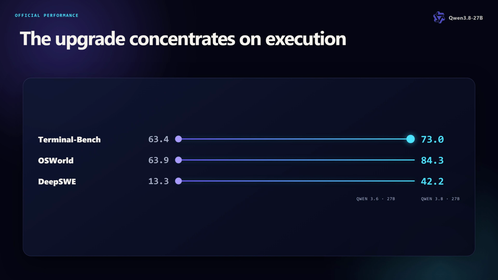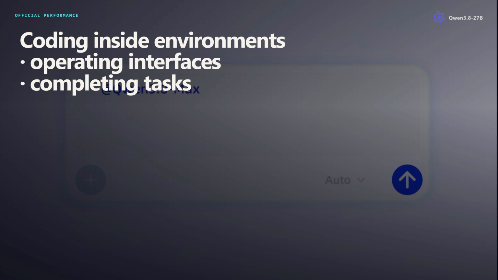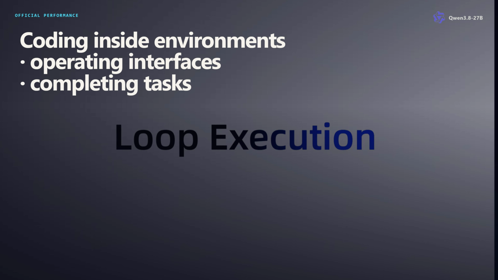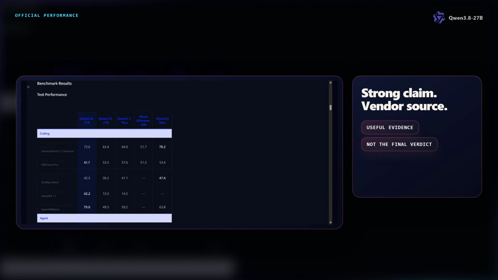The improvement over Qwen 3.6 is concentrated in execution. Terminal Bench rises from 63.4 to 73.0. OSWorld moves from 63.9 to 84.3. Deep SWE jumps from 13.3 to 42.2. The pattern is clear. Version 3.8 is better at coding inside environments, operating interfaces, and completing multi-step tasks. But these numbers are vendor-reported. They establish Qwen's case, not a final independent verdict.